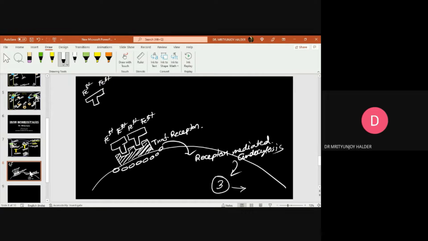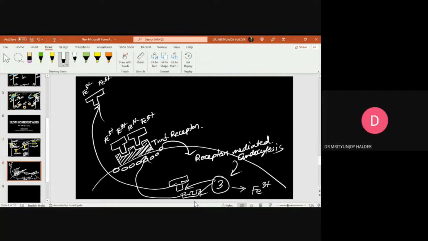Now one component remains inside. Which component? The Fe3+ molecule. The rest of the two components, the transferrin molecule and the transferrin receptor, will again recycle. The transferrin molecule goes outside and the transferrin receptor is again planted or decorated on the cell membrane. So with the help of this receptor mediated endocytosis, iron is internalized.